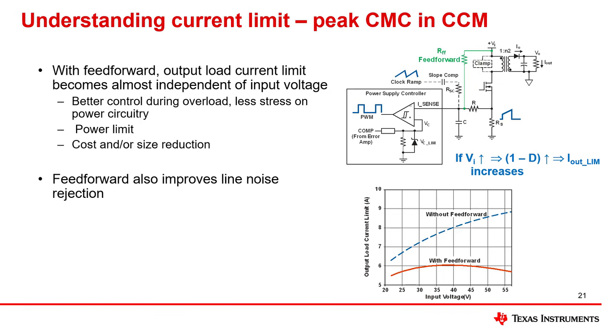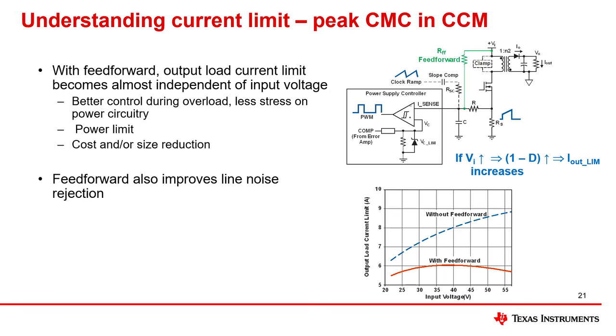This graph illustrates the fact. In that example, the load current available before reaching current limit increases by close to 50% as the input voltage increases from 22 volt to 57 volt. This means the worst case maximum stress on the power components is at maximum input voltage.